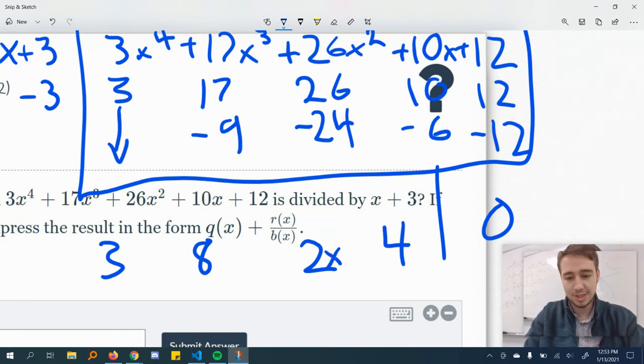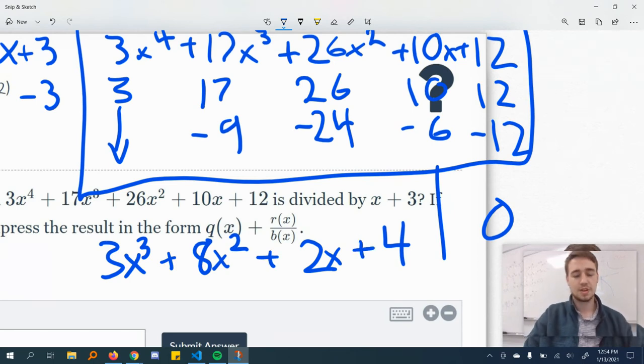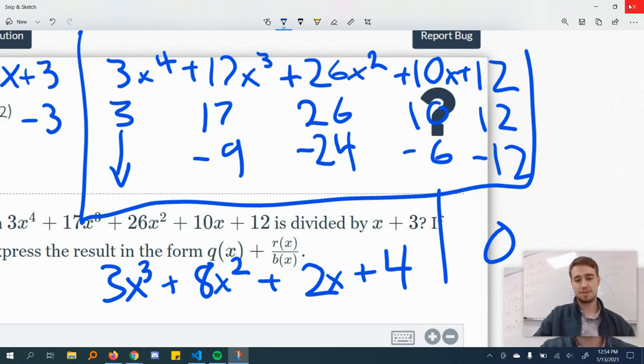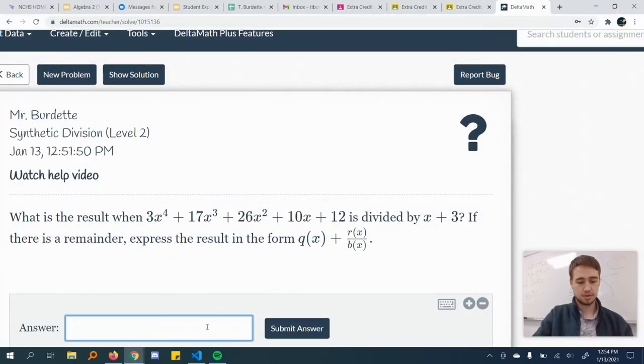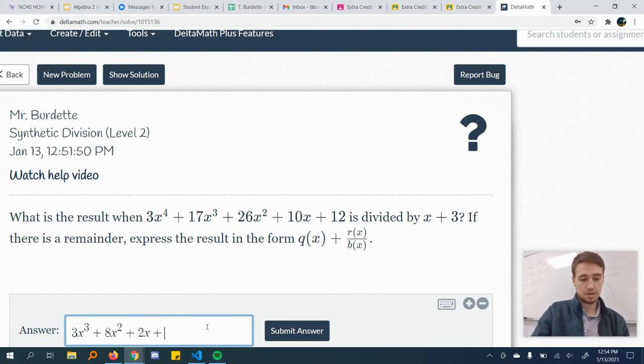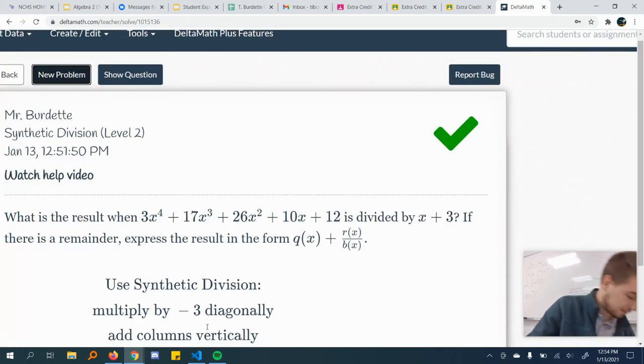Remember, this one gets no x's. This one's going to be an x squared. This one's going to be an x cubed. And then we just add them all up. So 3x cubed plus 8x squared plus 2x plus 4. And no remainder. Perfect. We got that one right as well.